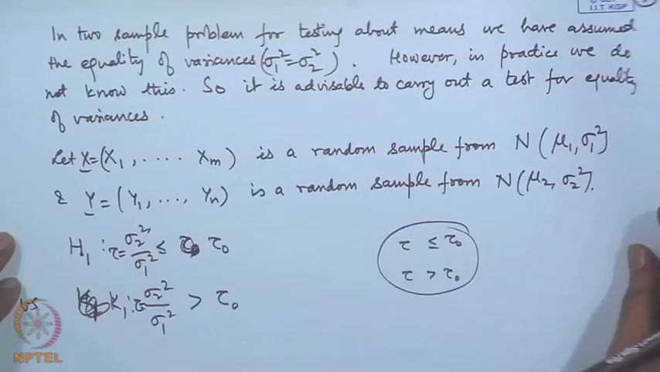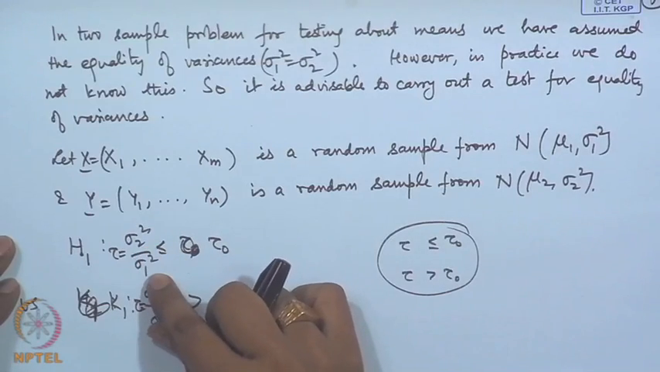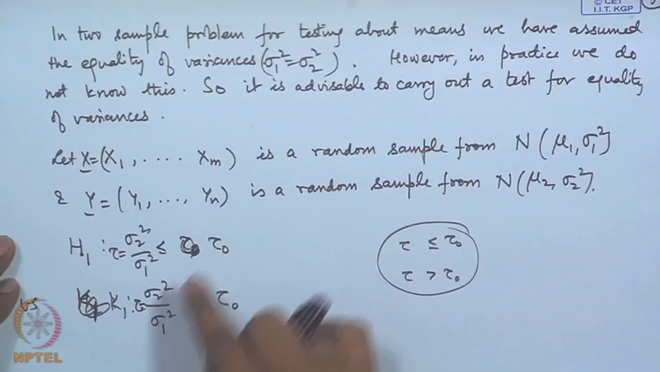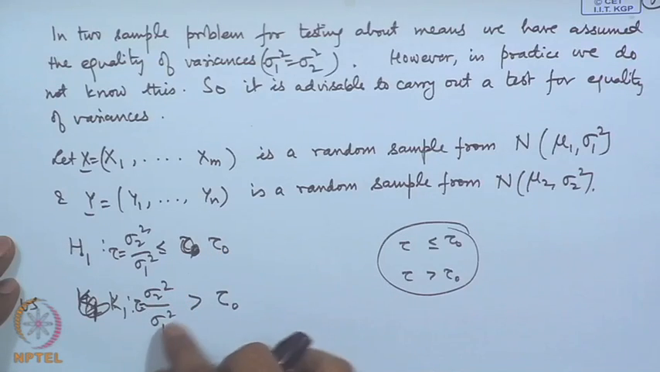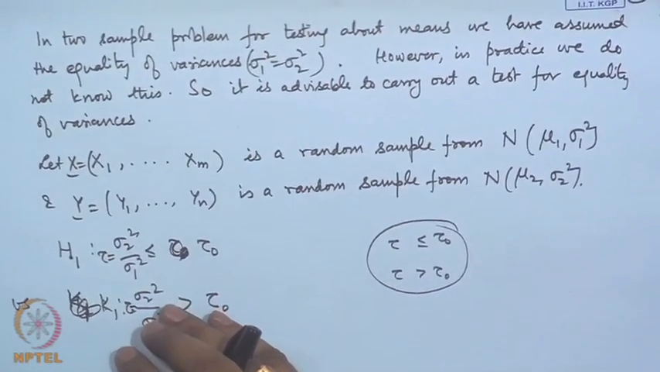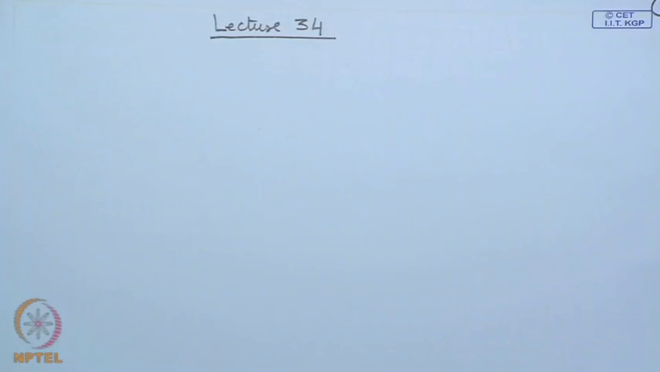In the last lecture, I introduced the problem of testing, or you can say comparing, the variances of two normal populations. And we had considered one particular type of hypothesis problem, that is sigma 2 square by sigma 1 square less than or equal to tau naught against sigma 2 square by sigma 1 square greater than tau naught. And the likelihood ratio test for this was derived.